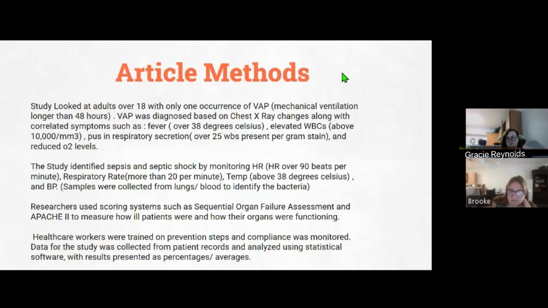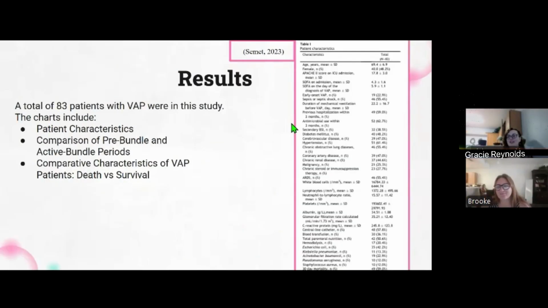For our results, a total of 83 patients with VAP were in this study. The charts include patient characteristics, comparison of pre-bundle and active bundle periods, and comparative characteristics of VAP patients with death versus survival. For a little summary of Table 1, the average age of participants was 69.4 years, and 48.2% of the participants were female. The average APACHE-2 score at ICU admission was 17.8, while the average SOFA score increased from 4.3 on admission to 5.9 at the time of VAP diagnosis.